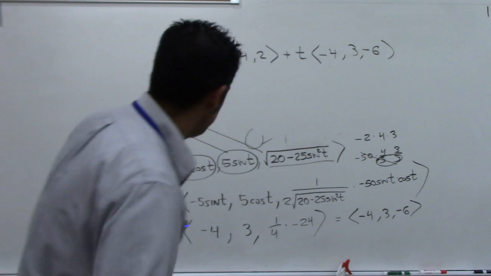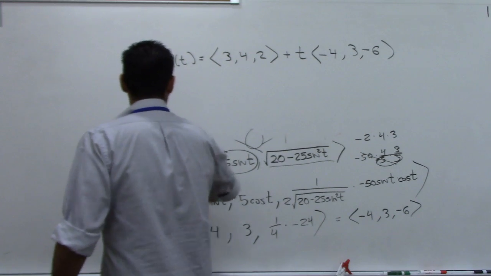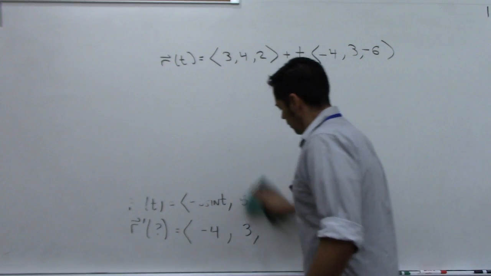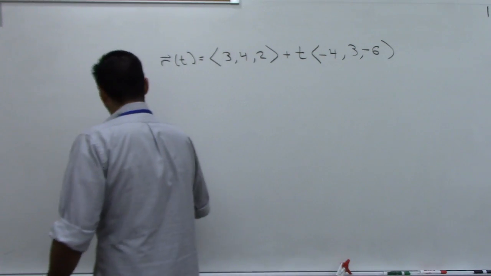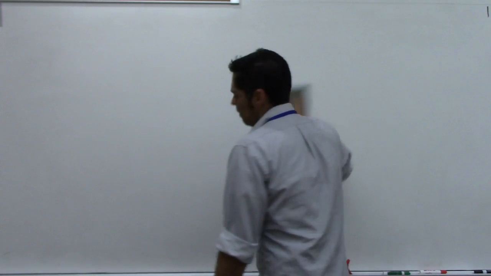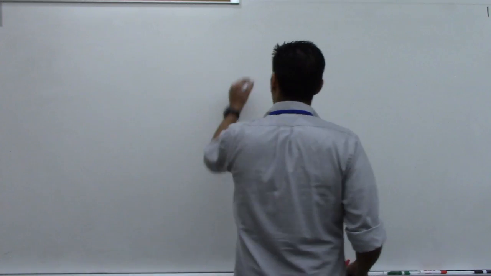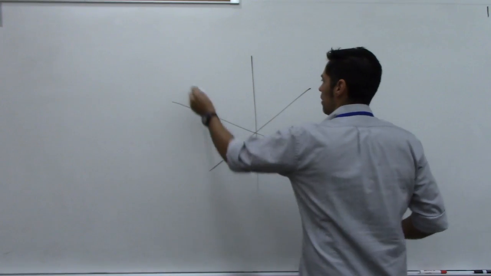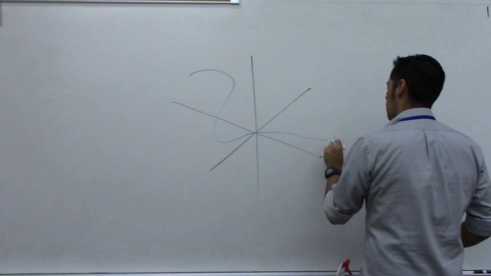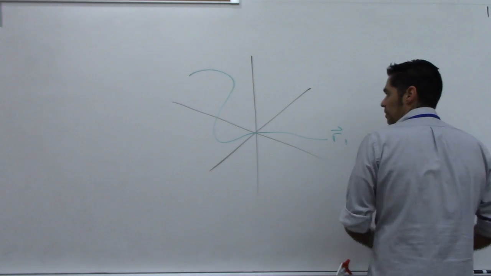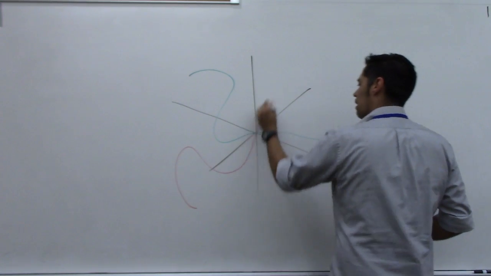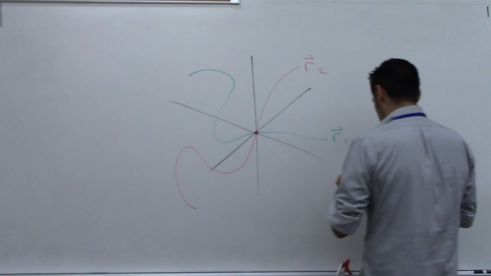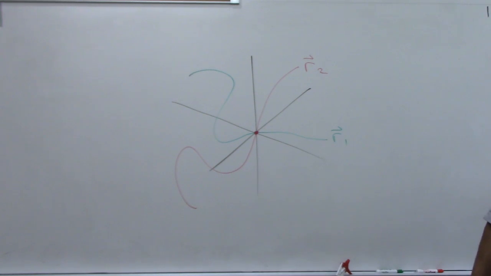You have two curves. They give you two curves, R1 and R2. They tell you they intersect at the origin. So you got some curve, you don't even know what it's doing, R1. You got some other curve, you have no idea what it's doing, R2. But you know they hit at the origin, right? So what you're trying to find is their angle of intersection.